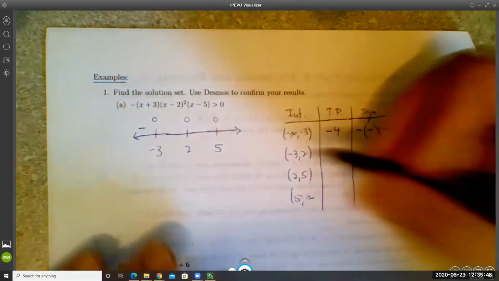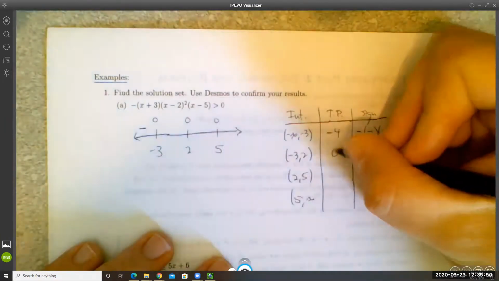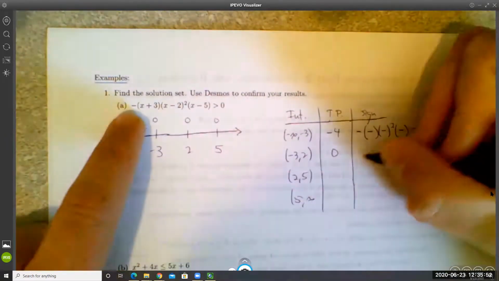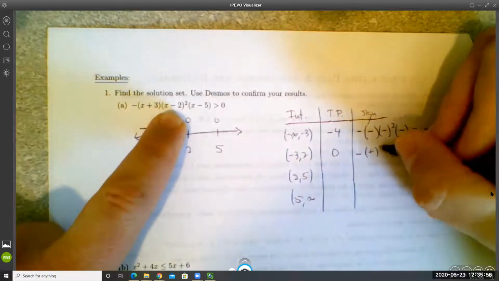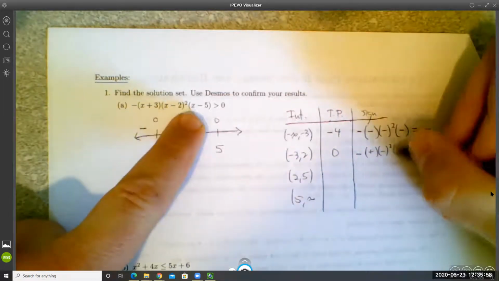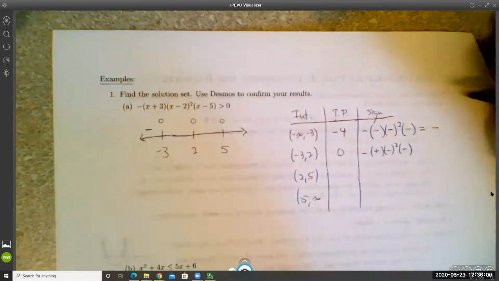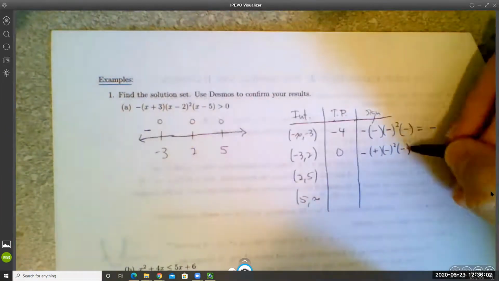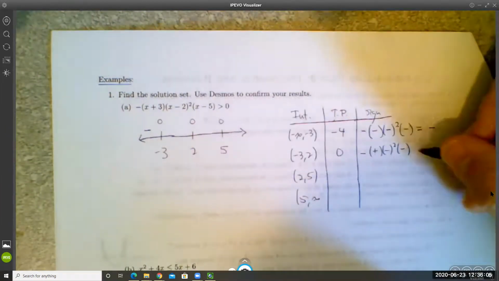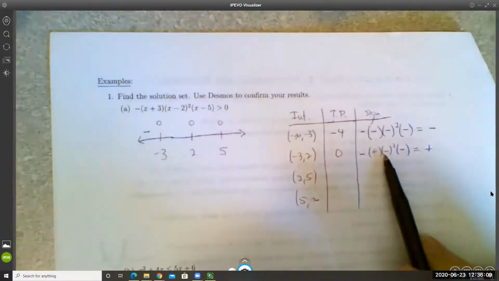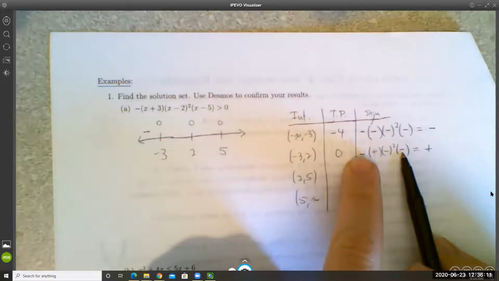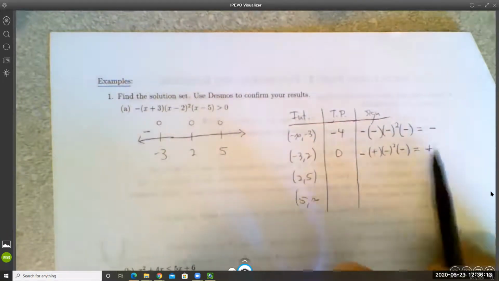Now if I choose something between -3 and 2, like 0, I'm going to have negative, positive, negative squared, and negative. The only thing that changed from this one to this one is that sign right there. So I think that's going to change the overall thing to be positive, right? The negative squared is going to be positive, and then these two negatives will make a positive, and then times that by a positive, you still have a positive.